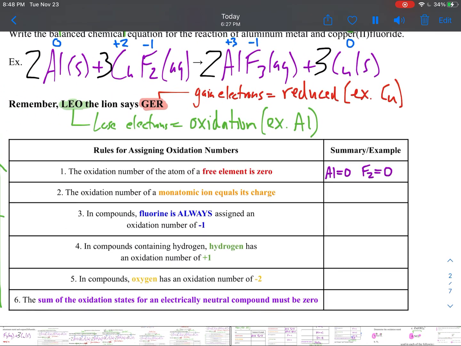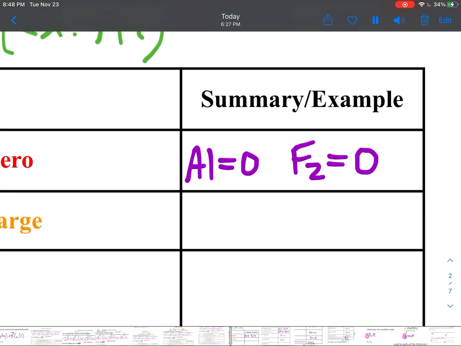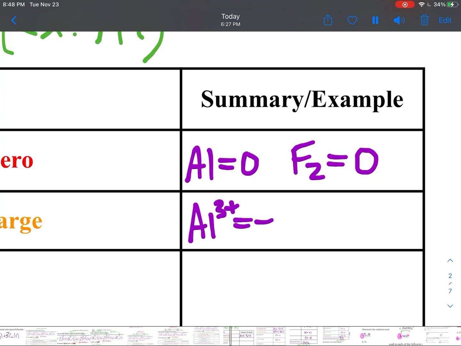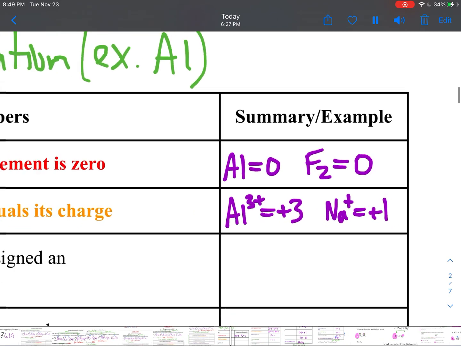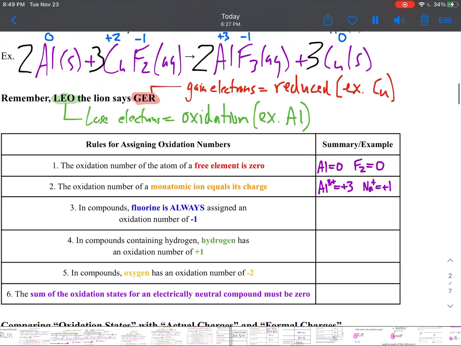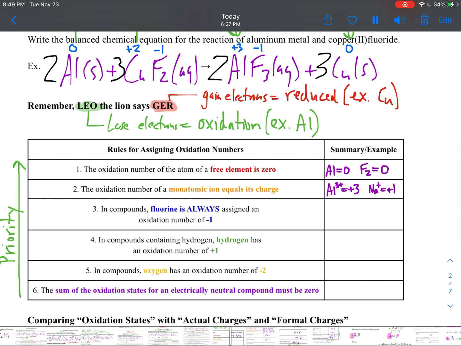All right, next, the oxidation number of a monoatomic ion equals its charge. So going back to the example that we did above, we had aluminum ion, which is aluminum 3 plus. Its oxidation number was +3. If we had sodium ion, its oxidation number would be +1. Okay, so that's the oxidation numbers of those. Now fluorine. Number 3 says in compounds, and notice it says compounds specifically.